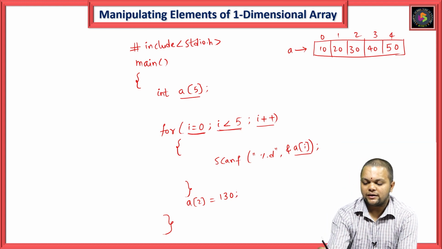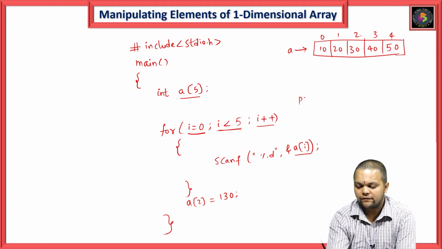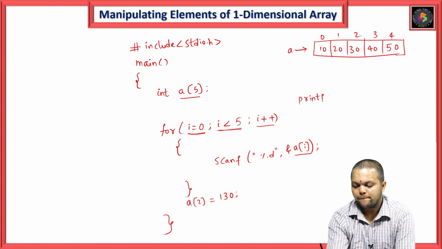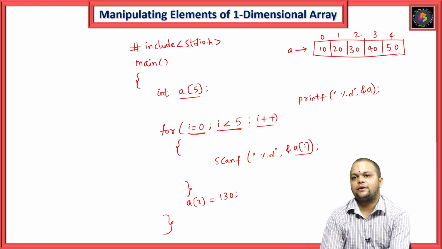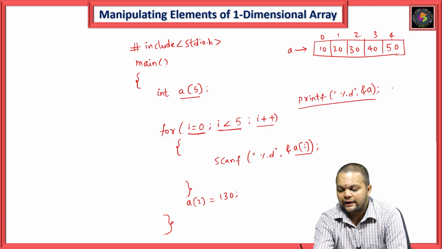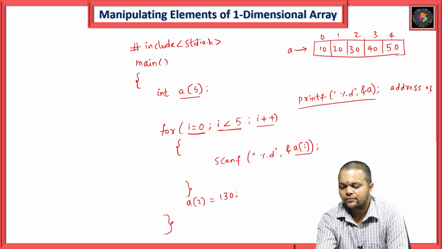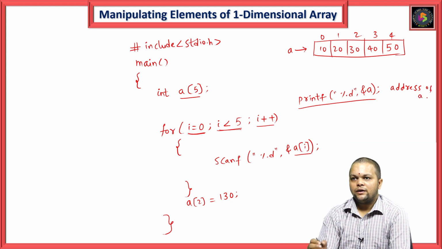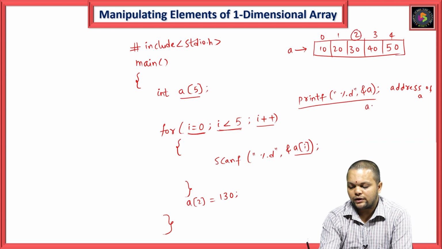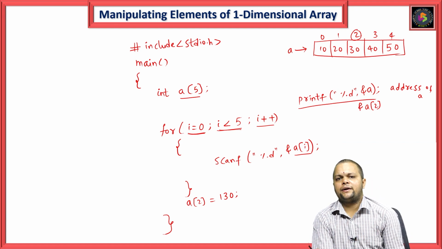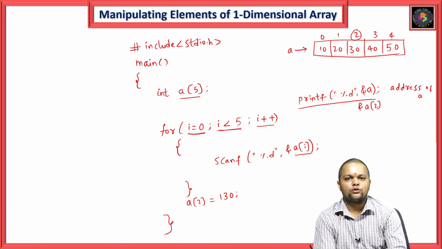Now, if I am just printing, printf percent d, comma, ampersand A. If I am printing ampersand A, this will take the address of A. This will print the address of A. Now, if I am trying to print the address of A of 2, then I can give ampersand A of 2. But what could be the address? You cannot directly say it.